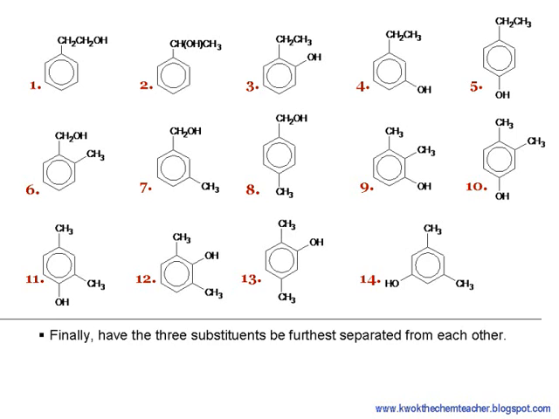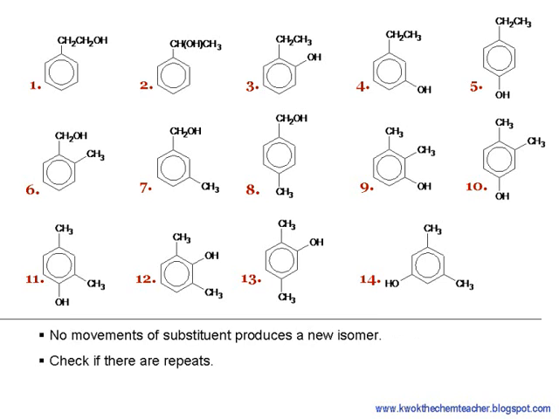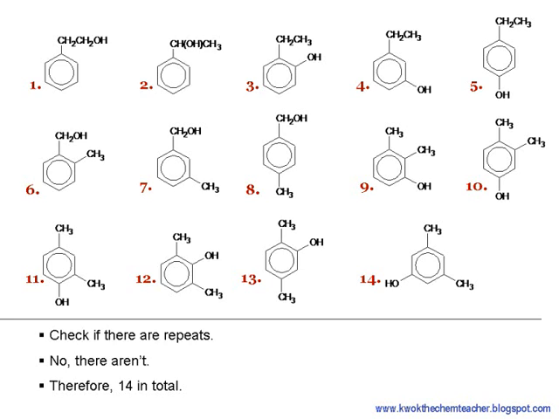Hence, to obtain our 14th isomer, we have to have the three substituents further separated from each other. Do check if the movement of the substituents produces a new isomer. Check if there are any repeats. Since there are no repeats after checking, we can conclude that there are 14 isomers in total.